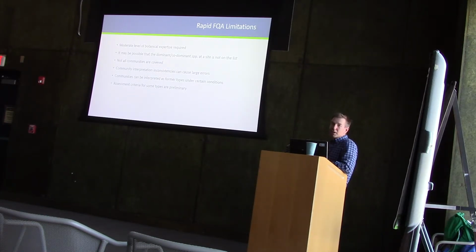Now, communities covered: we don't have seasonally flooded basin. Community interpretation can be an issue for consistency, and that's always going to be an issue. I guess all I can say is go look at a lot of wetlands, do it often, and you'll come to some conclusions. Communities can be interpreted as former types under certain conditions and assessed as former types. The condition is, do you have evidence of the former type?